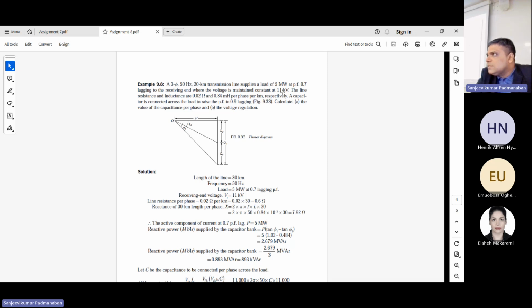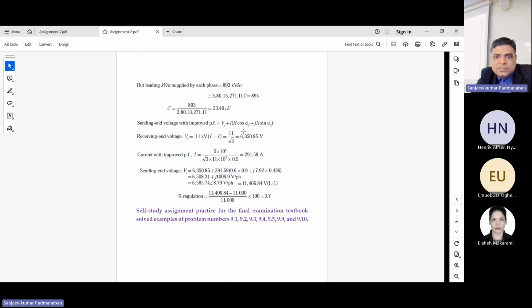This is the required constant voltage. So the formula is (Vs minus Vr) divided by Vr. Now you calculated this receiving end voltage. This is the formula you applied. You calculated here, which is 1140. So the drop is 406.84. You lost. But why did you improve? Because of the capacitor. With additional capacitors, you improved from 0.7 to 0.9. Is that okay? Did you understand or do you still have a doubt?